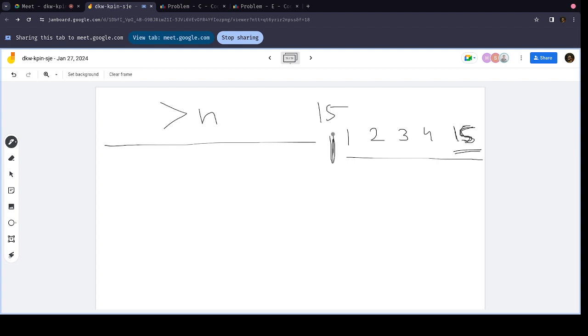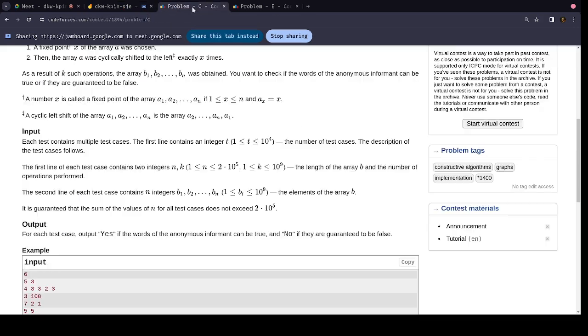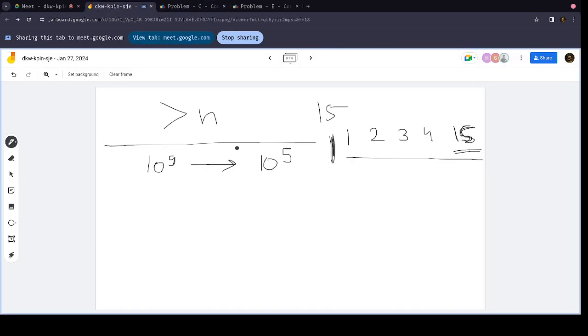Explain this to me: what happens when 10 raised to the power 9 operations are performed? This is what I'll think about. In an array of 10 raised to the power 5 elements, what was n? N was 2 into 10 raised to the power 5, but let's take it as 10 raised to the power 5. How many unique rotations are possible? At maximum, just 10 raised to the power 5 unique rotations are possible. So how can k even be 10 raised to the power 9? There is only one case where it can be, where the array can be infinitely rotated, something like all the elements being the same.